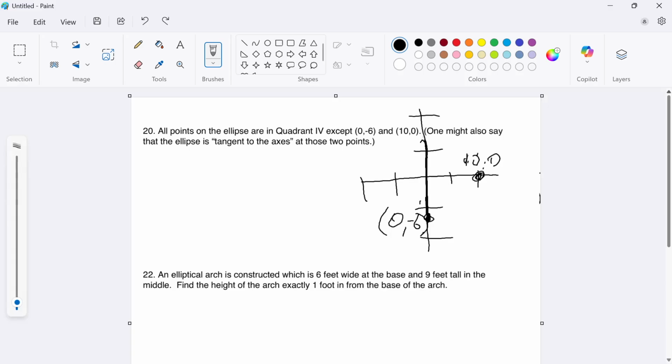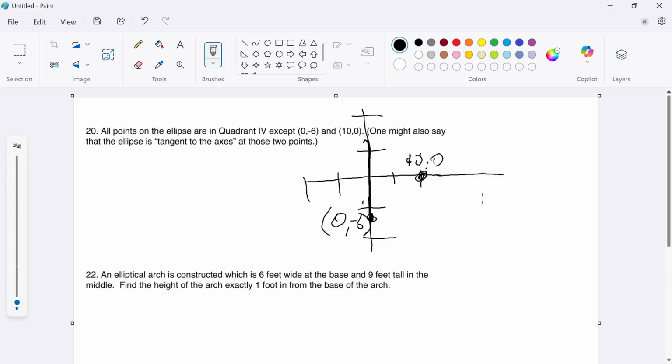Wait a minute, I've got to make this bigger. It's like 5, 10, 15, 20. It goes somewhere around here. So yeah, this thing looks like that. Well, something. I'm not an artist. It looks something like that.